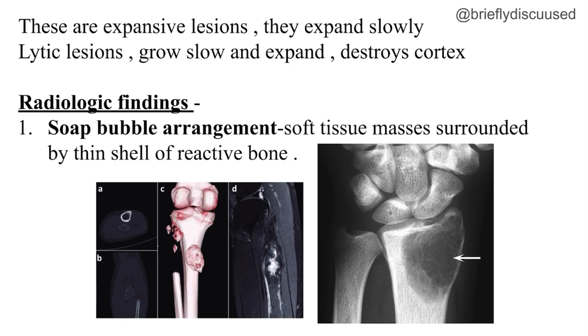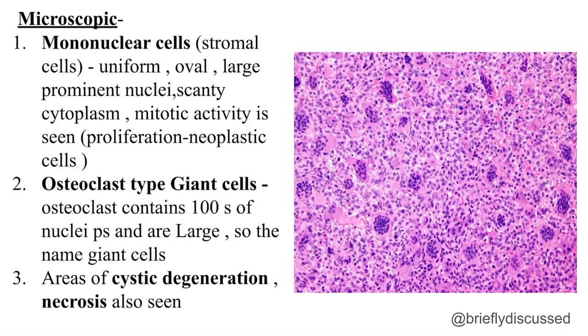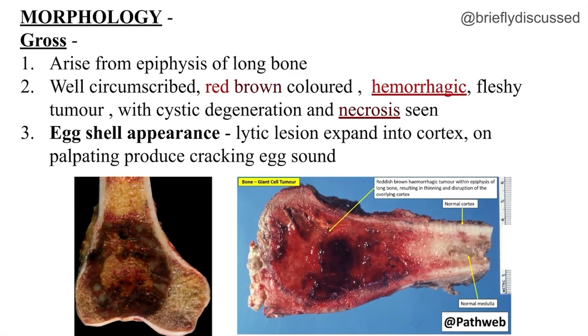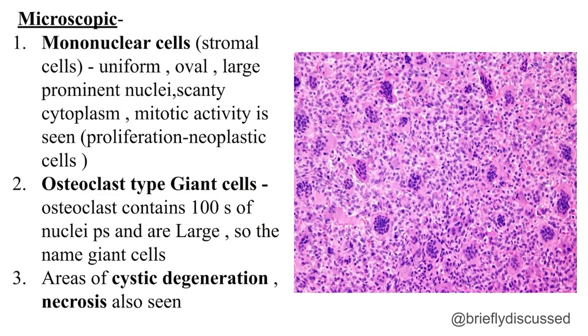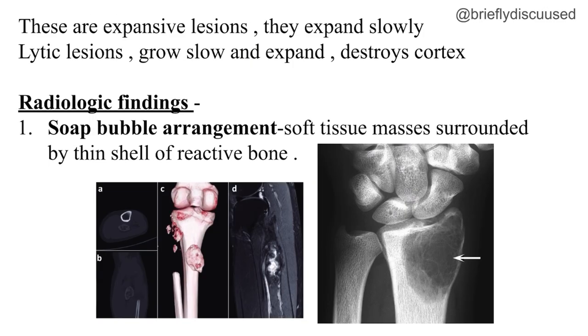So these are expansive lesions. They expand slowly. These are also called lytic lesions because they grow slowly and expand slowly. So it destroys the cortex. In the previous slide we talked about this eggshell appearance, right? This is growing from the epiphysis of the long bone into the cortex, producing this egg crackling sound. So that is what is said here.